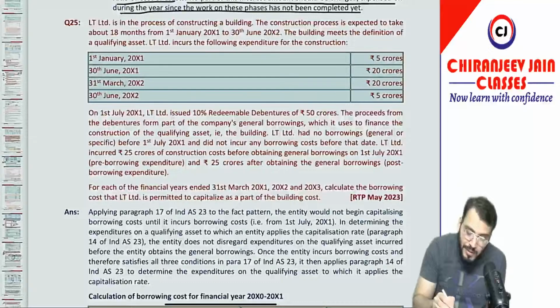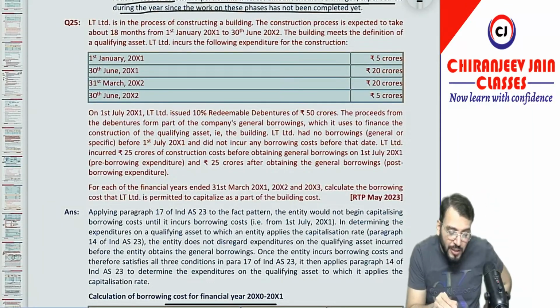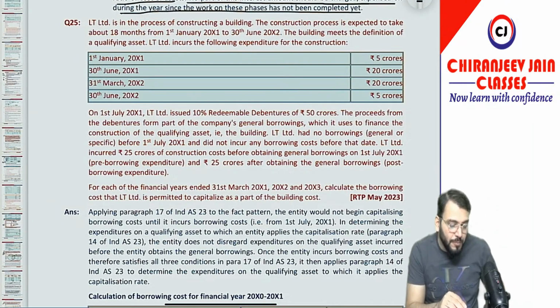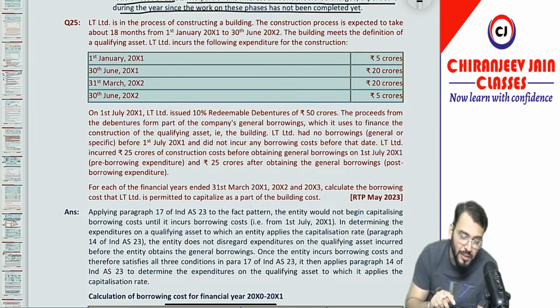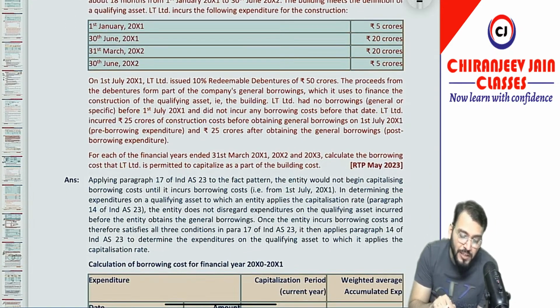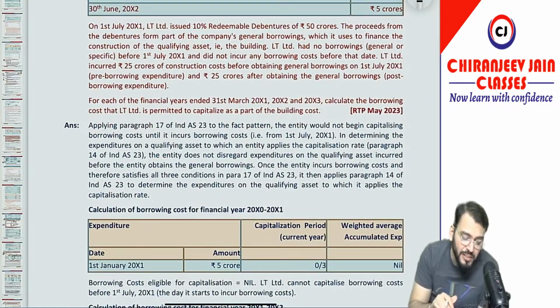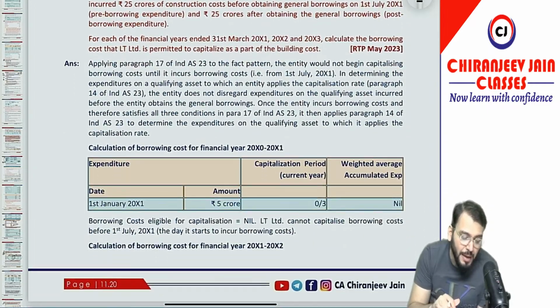Now it is a part of general borrowing, which it uses to finance the construction of the qualifying asset, that is the building. LT Limited had no borrowing before 1st July and did not incur any borrowing cost before that date. LT Limited incurred 25 crore of construction cost before obtaining general borrowing, and 25 crore after. For each financial year you need to calculate borrowing cost to be capitalized.